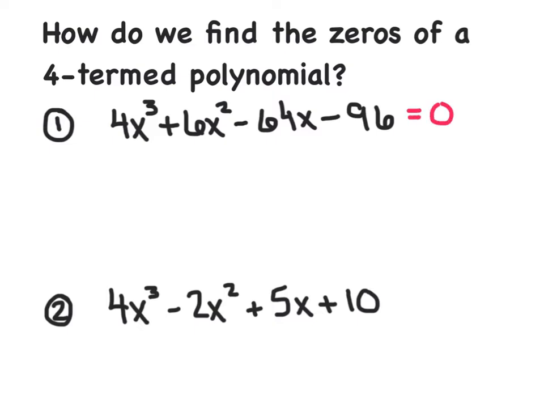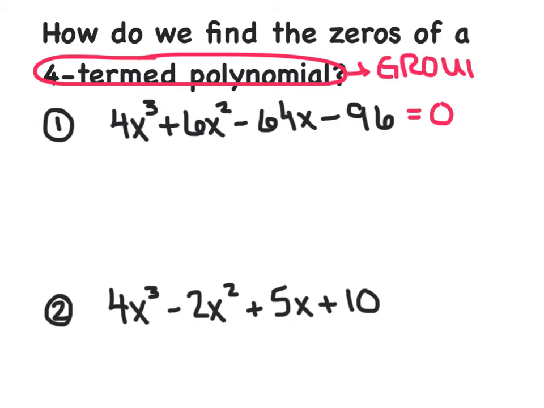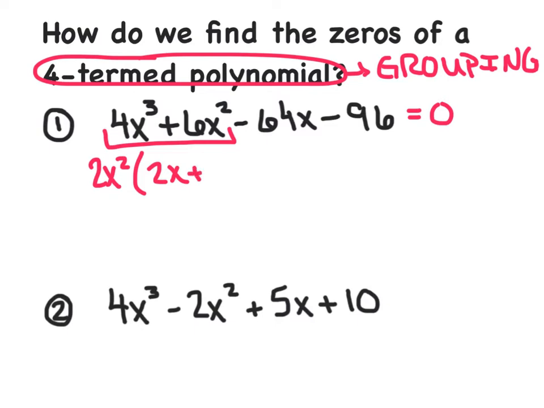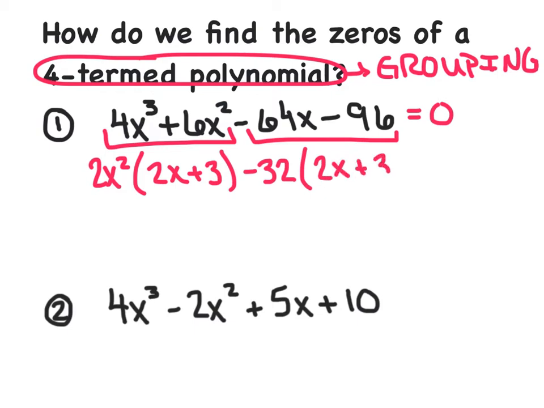We've always preached that anytime we work with a four-term polynomial, we're going to use a technique called factor by grouping. Let's see if that technique holds true here on this first example. We'll group the first two terms. Looks like there's a GCF of 2x squared, which leaves me with 2x plus 3. And then the second group has a GCF of, I believe, 32, so I can factor out a negative 32. 64 divided by 32 is 2x, and 96 divided by 32 gives me a 3.